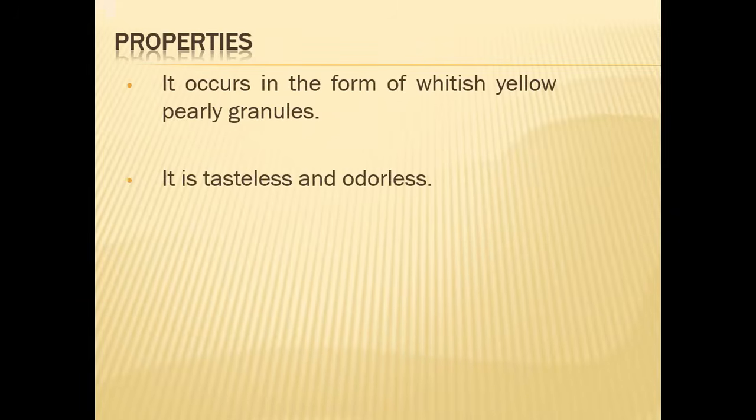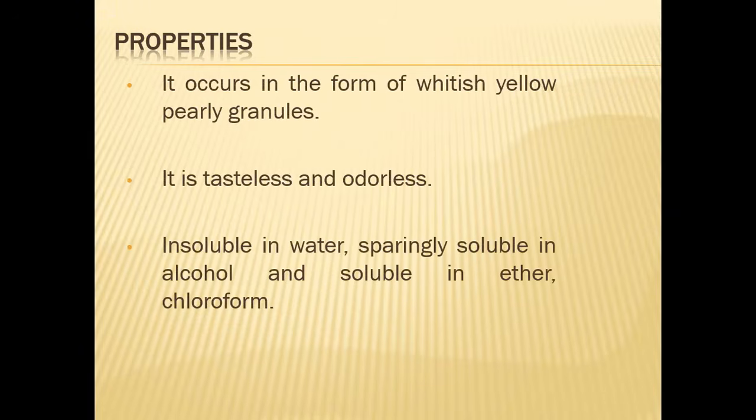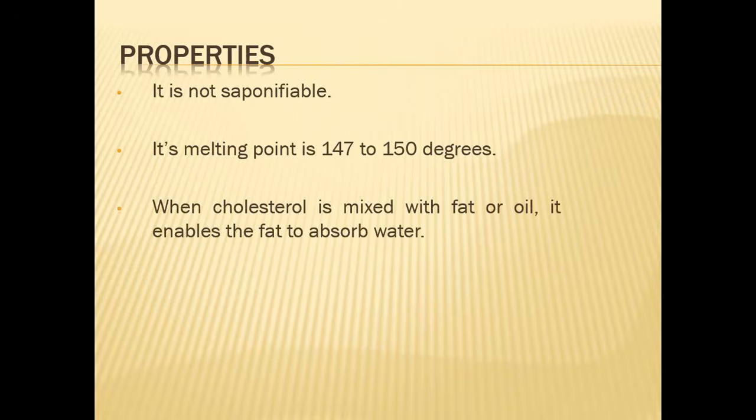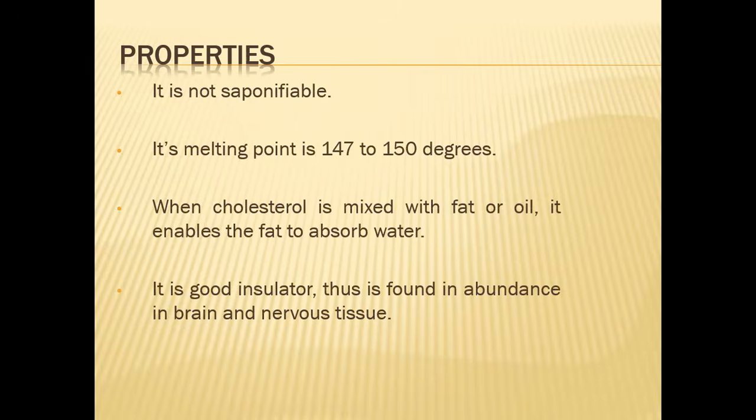It basically forms whitish yellowish pearly granules, tasteless and odorless, insoluble in water, sparingly soluble in alcohol and soluble in ether or chloroform, and easily crystallized from solution. It is saponifiable, it can form soaps. Melting point is around 147 to 150 degrees Celsius. Cholesterol, when mixed with fat and oils, enables the fat to absorb water. So that's why it's present in the cell membrane. It's a good insulator, thus found in abundance in brain and nervous tissue.